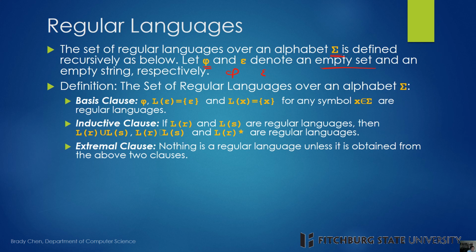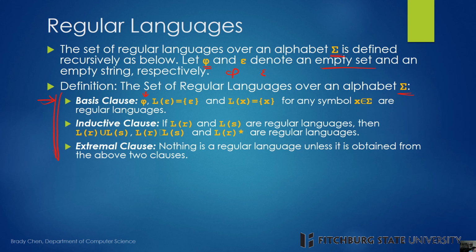Now let's define the regular language. The set of regular languages over the alphabet sigma is defined using three rules. The first rule is called the basic clause. In the basic clause, we say that phi, which is the empty set, the set that contains no element, is a regular language.